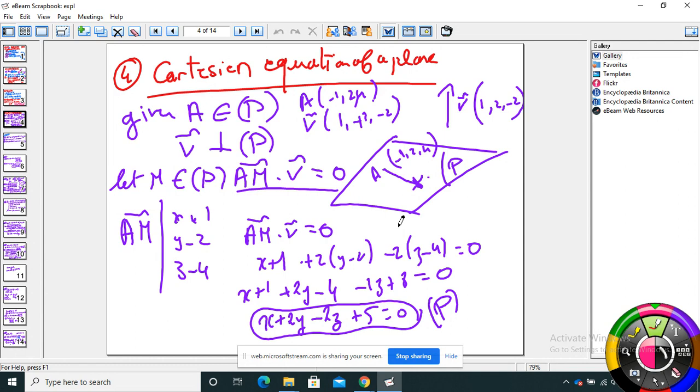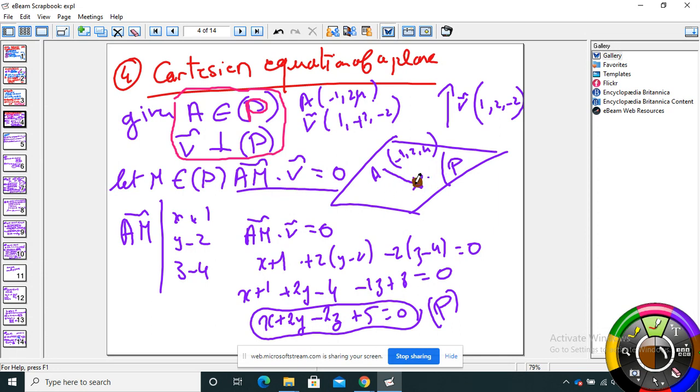Now if I have a point A on the plane P, with coordinates A(-1, 2, 4), and a vector V, we are given a point on the plane and a vector perpendicular, orthogonal to the plane. How do we know when it's perpendicular to the plane? It means it's perpendicular to all the lines in this plane. So how are we going to find the equation of the plane?